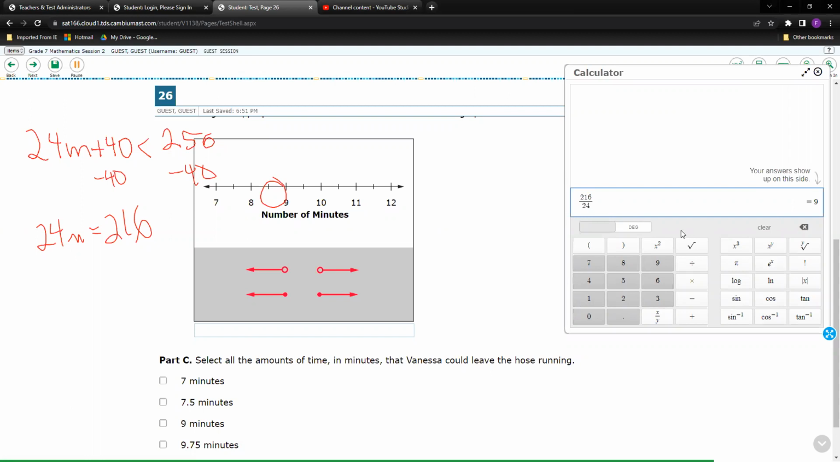She can go up to 9 minutes, but not 9. So how do we graph that? I say we graph it really simple, like that. Let me erase some of this stuff. Yep, so that's the graph.